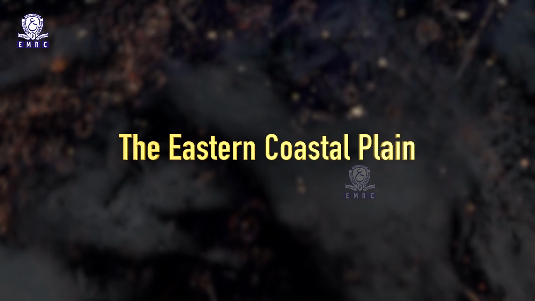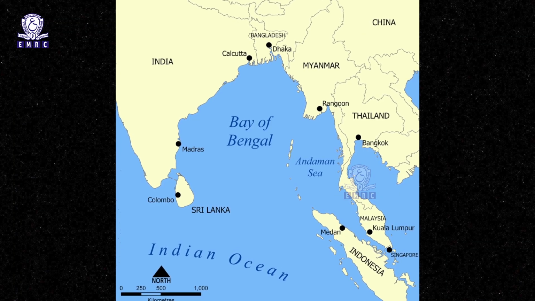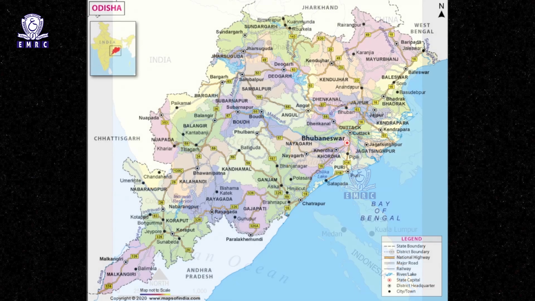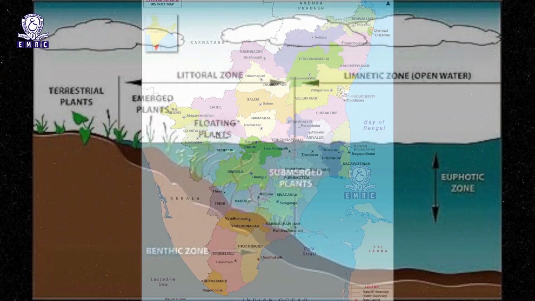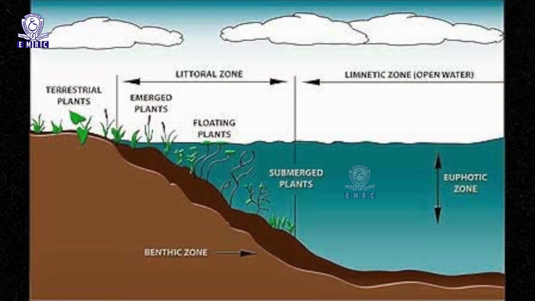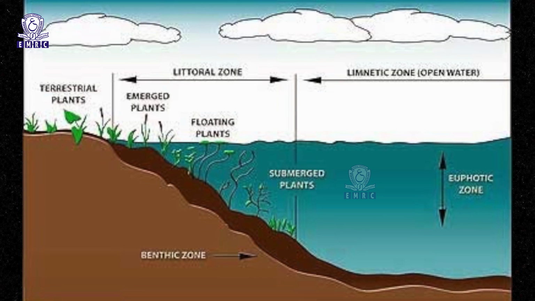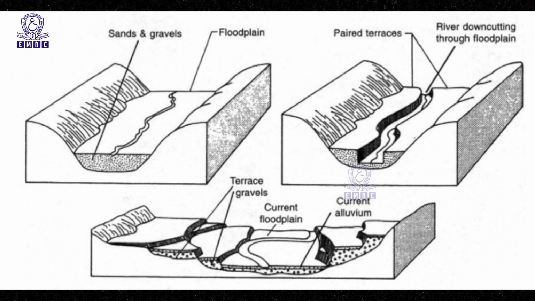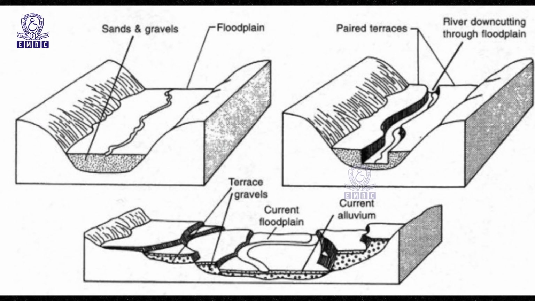Now let's look at the next feature, the Eastern Coastal Plain. The Eastern Coastal Plain lies between the Eastern Ghats and the Bay of Bengal and stretches along the coasts of Odisha, Andhra Pradesh and Tamil Nadu. These plains are formed by the alluvial fillings of the littoral zone comprising some of the largest deltas of the world. The East Coastal Plains consist mainly of the recent and tertiary alluvial deposits.